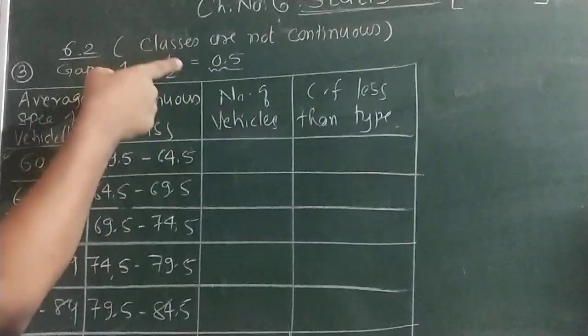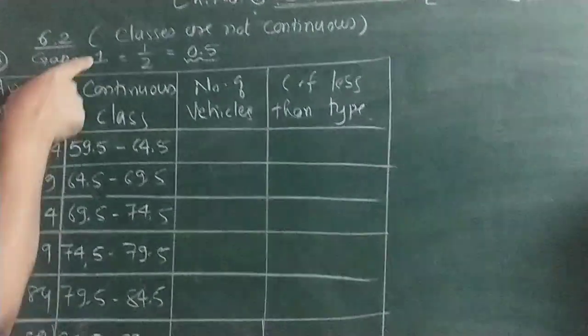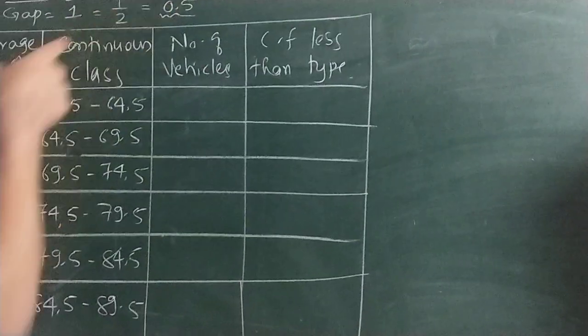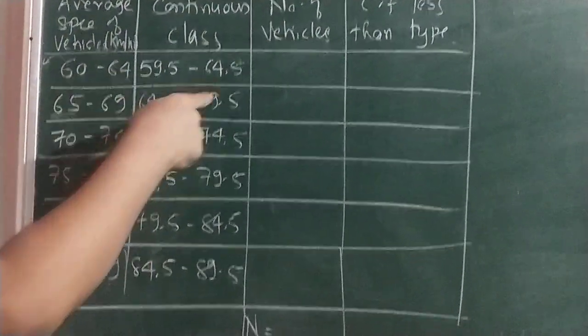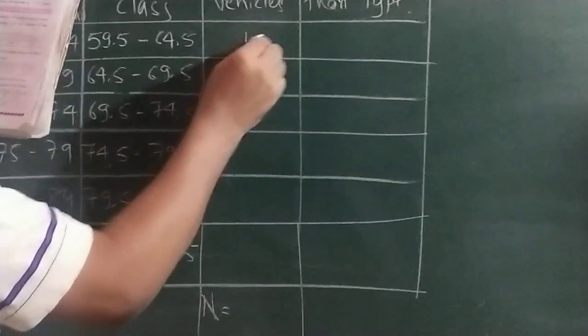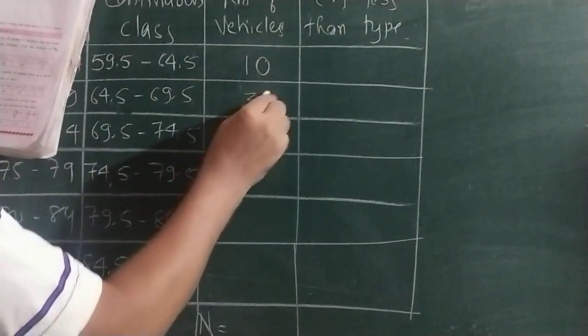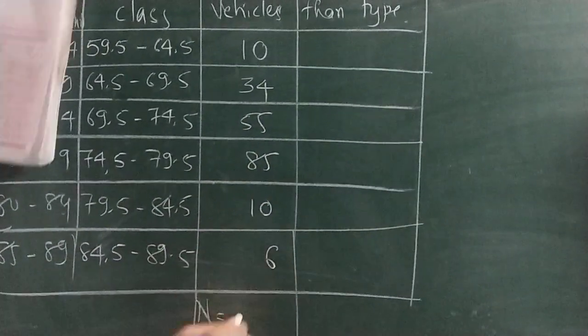I am repeating again. How can we get 0.5? The difference between upper limit and lower limit is 1. 1 divided by 2 is 0.5. Subtract 0.5, add 0.5. Same procedure. Ultimately, you will get continuous classes. Now the rest are all the same classes. Frequencies: 10, 34, 55, 85, 10 and 6.